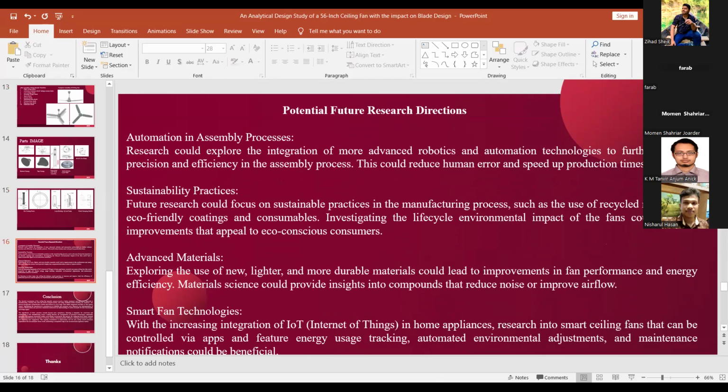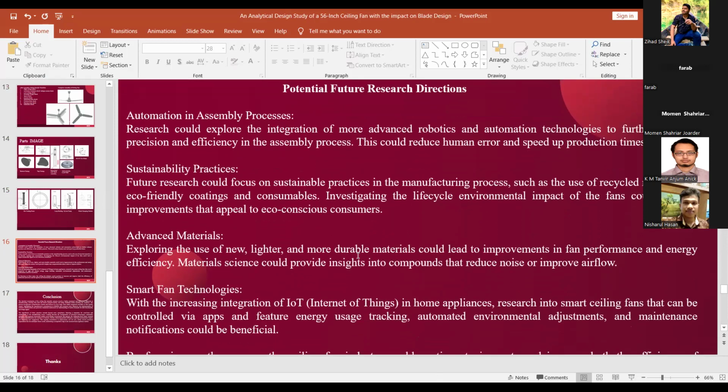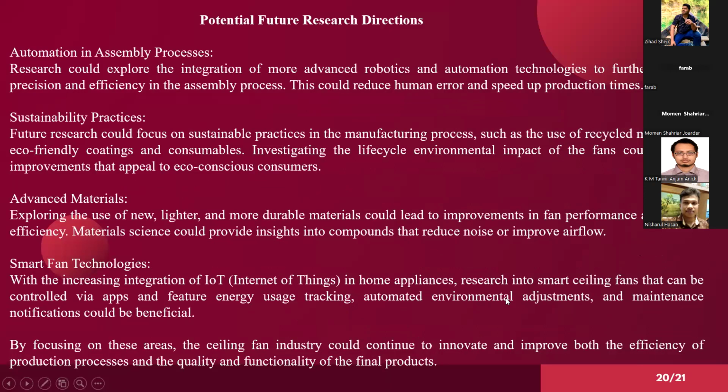Thanks, Momen Shahriar, for giving me the opportunity to explain my portion. Hello, this is Sabab Al Farabi. Here is my part: potential future research directions. We sorted them into some major points. Firstly, automation in the assembly process. Researching advanced robotics and automation for precision and efficiency in the assembly process aims to reduce human error and speed up production.